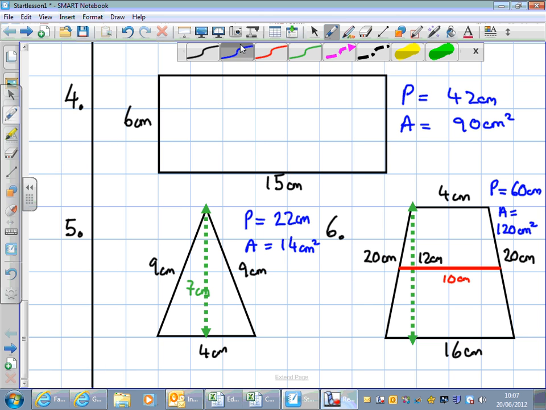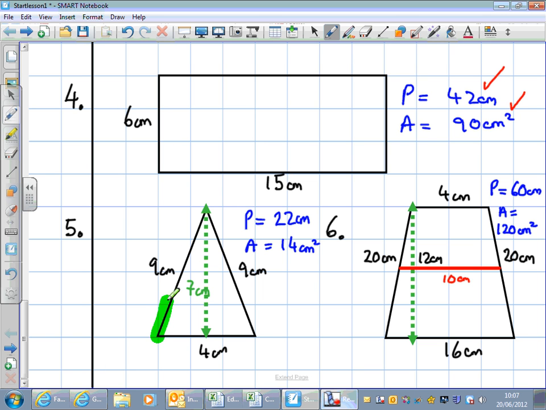Question 4. The perimeter, the distance around, is 42 centimeters. Fine. The area, the amount of space in the shape, 15 times 6, 90 centimeters squared. Now, triangle, perimeter, distance around, 9 centimeters. 8 centimeters, not 22.